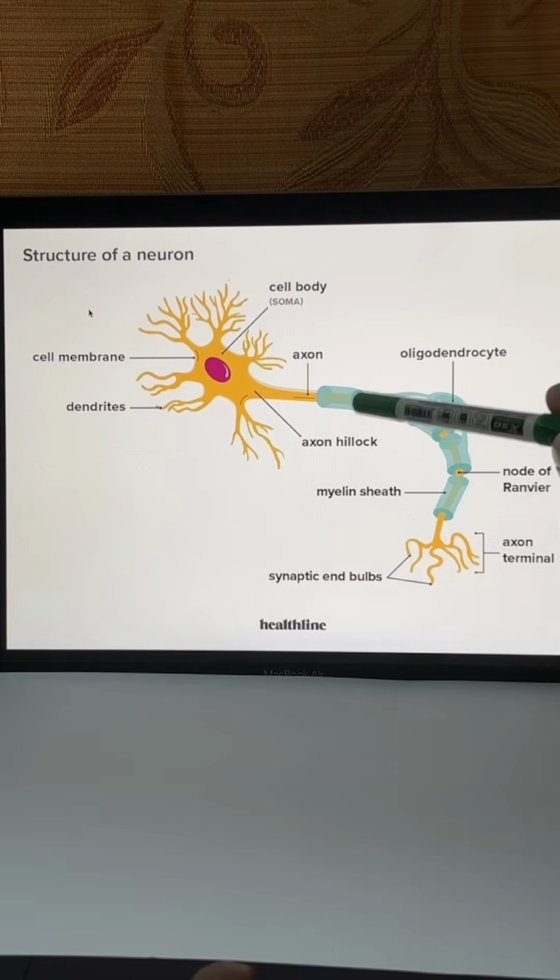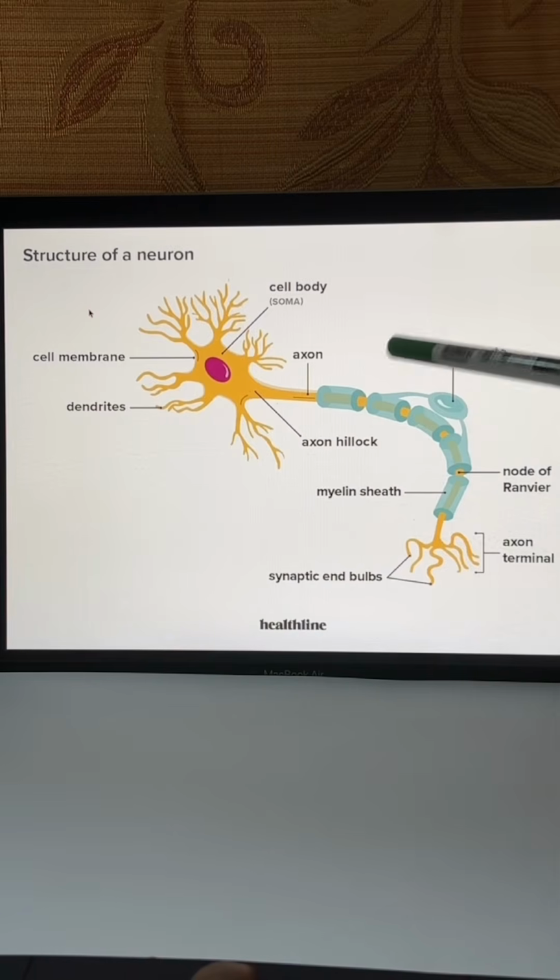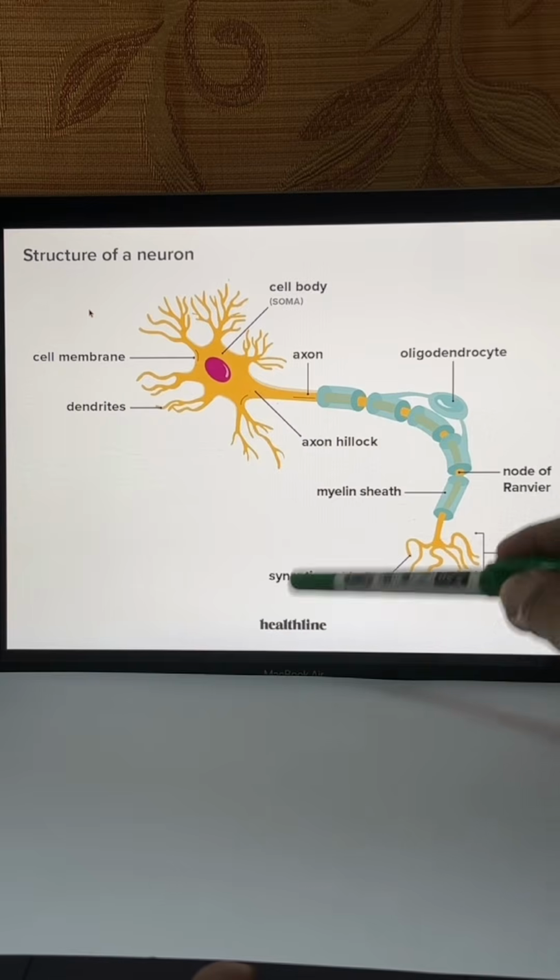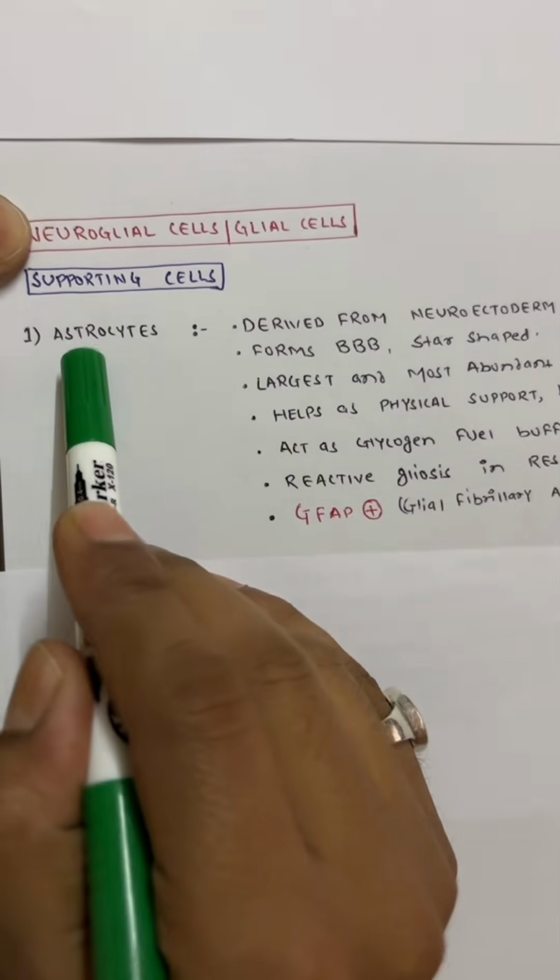In between you can see the gap. This gap is the nodes of Ranvier. This myelin sheath is secreted by oligodendrocytes in the central nervous system and Schwann cells in the peripheral nervous system. We'll talk about that. And this is the axon terminal, or we can say the synaptic end bulbs. So first we'll talk about astrocytes.